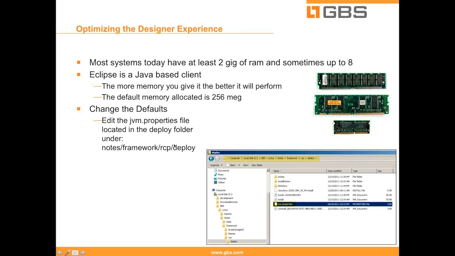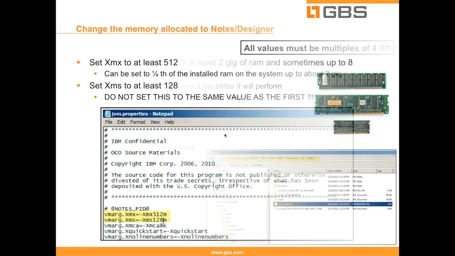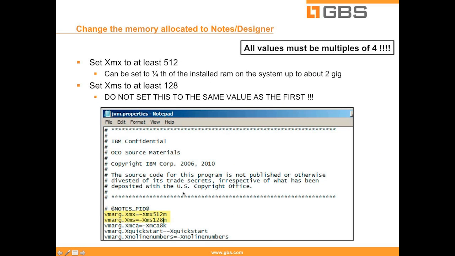Now this can also be done with Notes INI settings, but again, I prefer to do it through the jvm.properties. This is simply a text file, and if you open it up, you'll see that the first two lines are XMX and XMS. The first one is the total heap size available. On a 2 gig system, I typically set that to 1/4 of the installed RAM. You don't want to typically set it to more than 1 gig of memory, or certainly you can't set it to more than 2 gig on an 8 gig system.